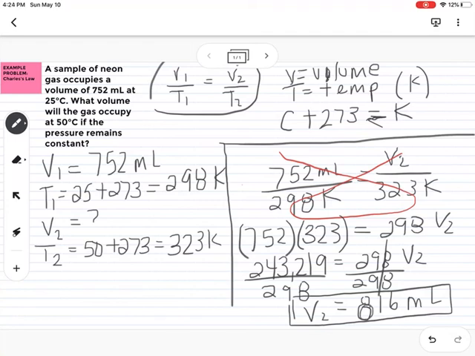And that's what we know about Charles' law. As the volume increases, the temperature increases.